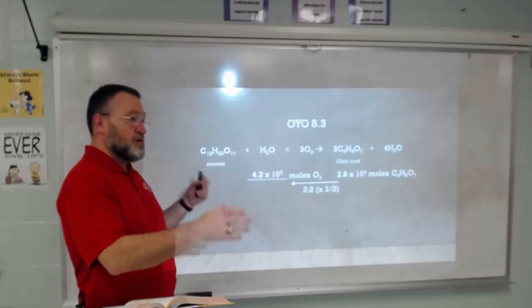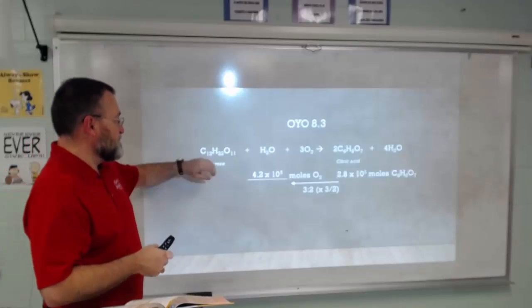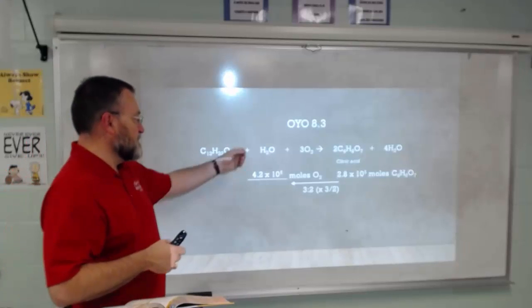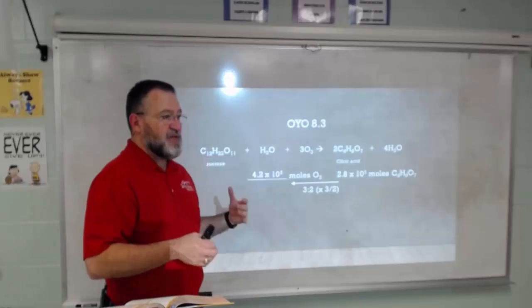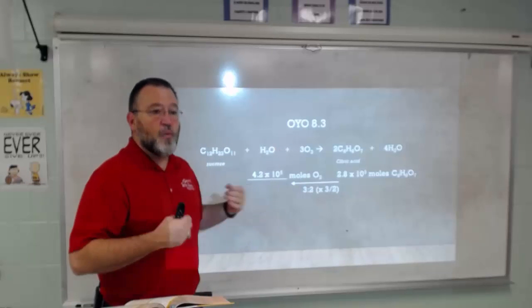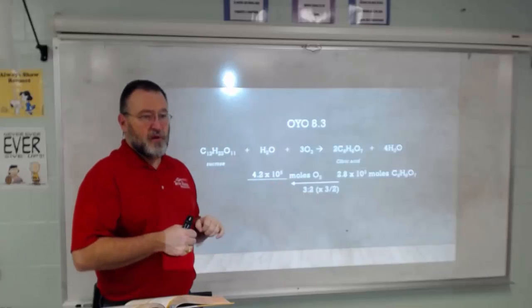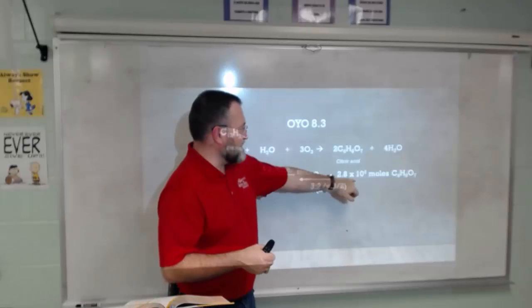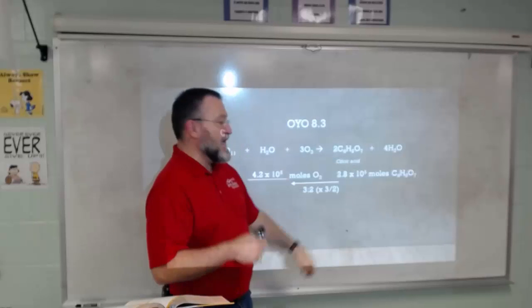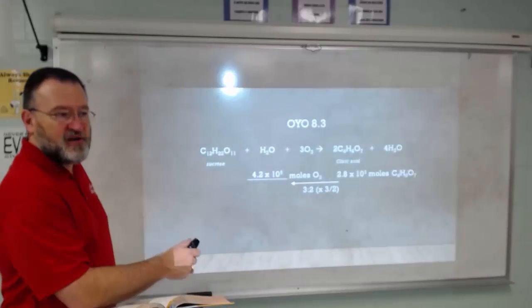So all three of those parts: 1.4 times 10 to the fifth sucrose, 1.4 times 10 to the fifth water, and 4.2 times 10 to the fifth oxygen. If we have that many moles of each of the reactants, what are we going to produce? If we have exactly those amounts, we're going to produce exactly 2.8 times 10 to the fifth moles of citric acid, and how many moles of water are going to be left in the product side as well?